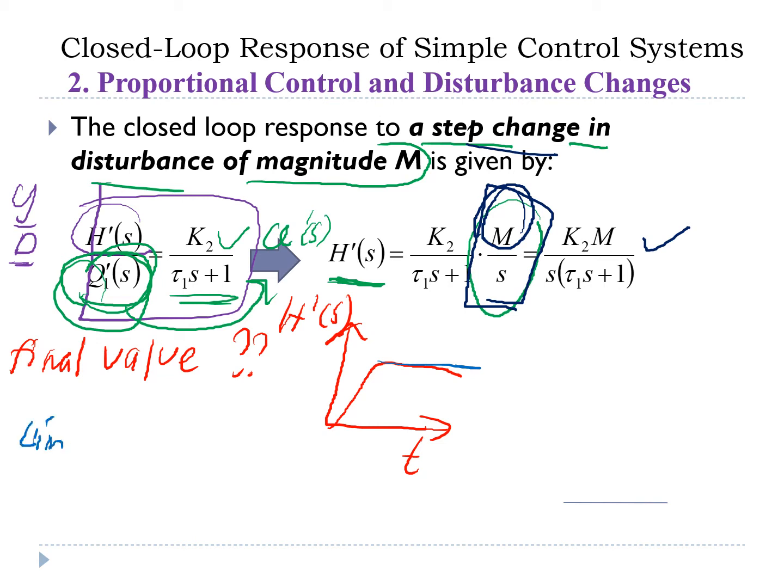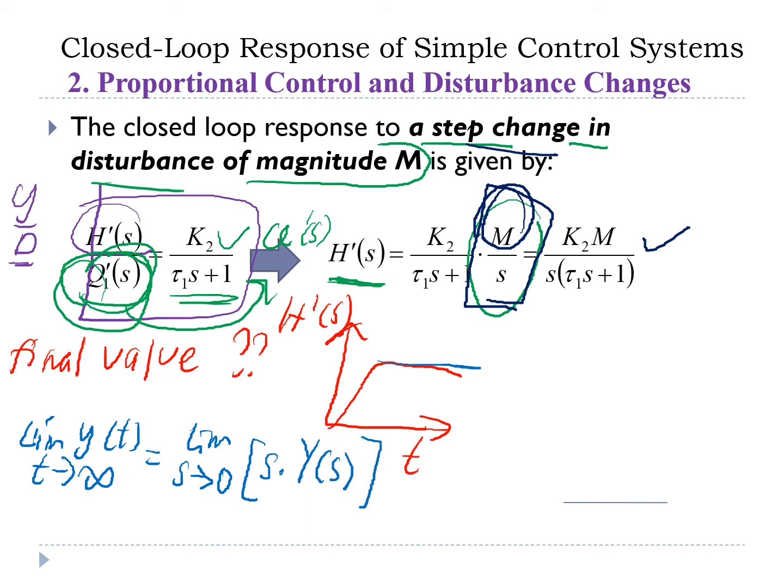Okay, now according to the final value theorem that you have learned in chapter 3, the limit as t approaches infinity is equal to the limit as s approaches 0, of s times the output, or the transfer function of the level in this case. Okay, so now multiply this equation with s and then substitute s equal to 0.